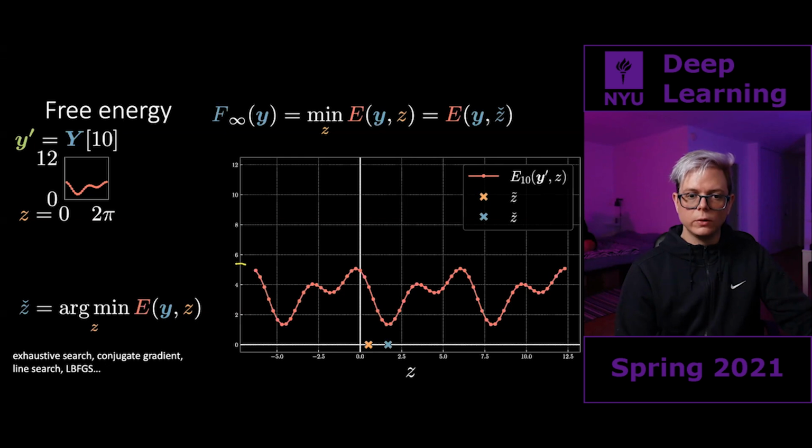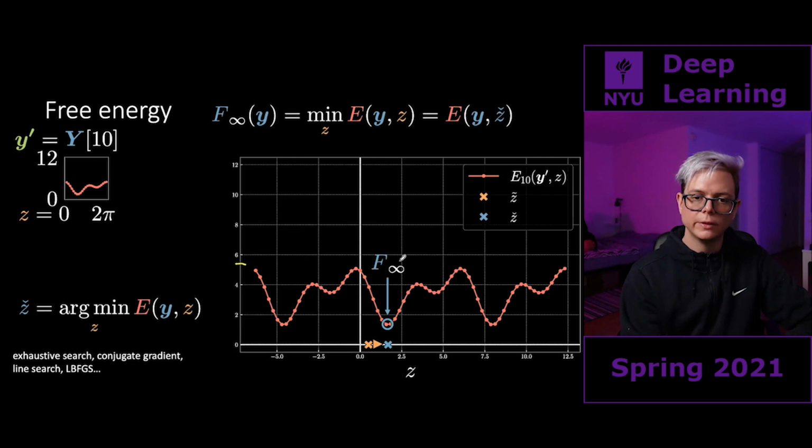So let's see how this looks and how it works. We start here with an initial value for my Z, my latent. Then I'm going to be running gradient descent, and I get my final Z check to be this location over here. This means that the value of this function here, the energy at the lowest value, is my zero temperature limit free energy, F infinity.